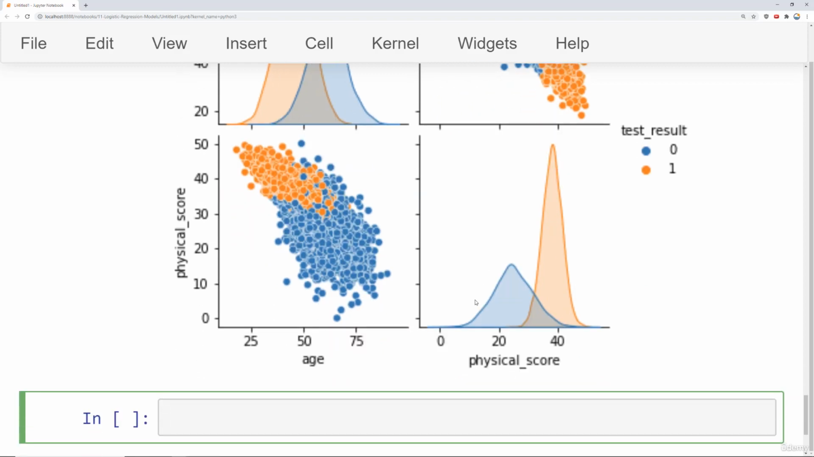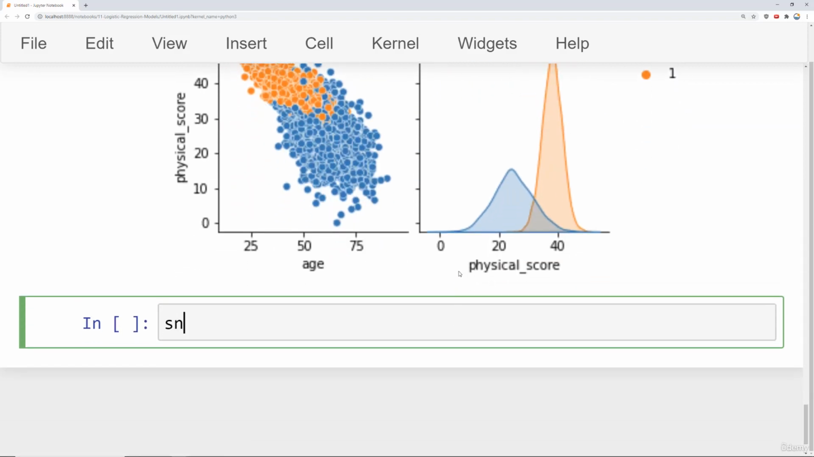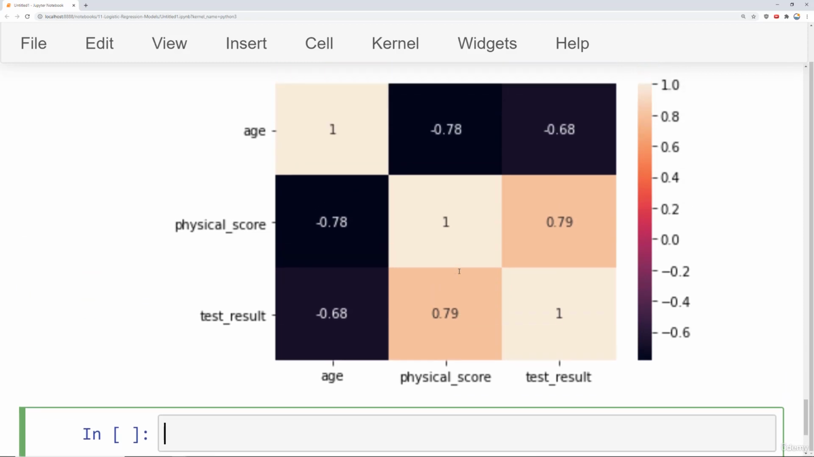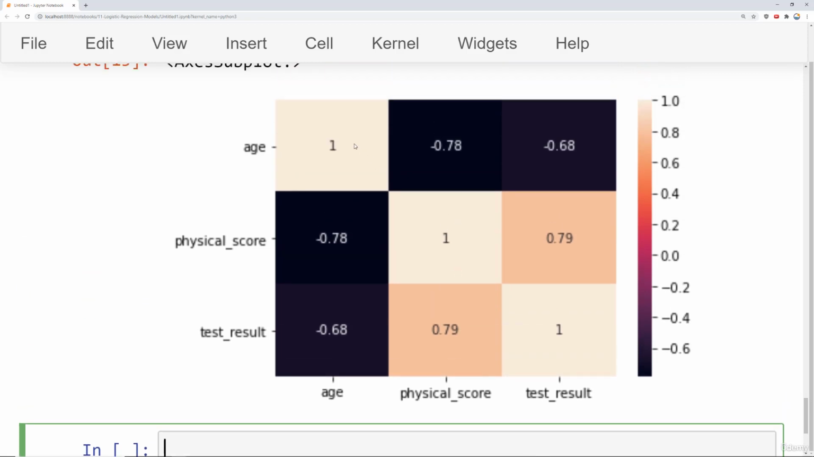I can also create a heat map of how correlated the features are. So I can say heat map of DF correlation, and then what you probably want to do is also annotate this. So annotation is true. Run that, and you can see just how correlated everything is. So you should always get a 1 along the diagonal because every feature or label is perfectly correlated with itself. And then you can see here that you have these high correlations between passing the test and your physical score being higher. And then age, you can see a negative correlation because as your age increases, you're less likely to pass that test.